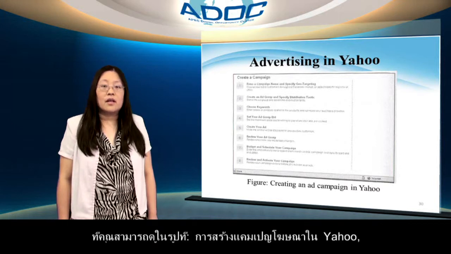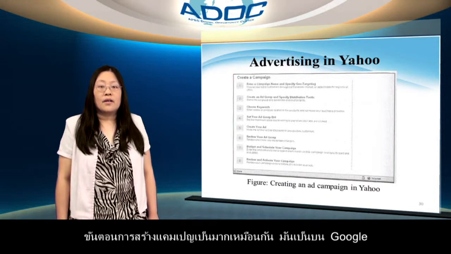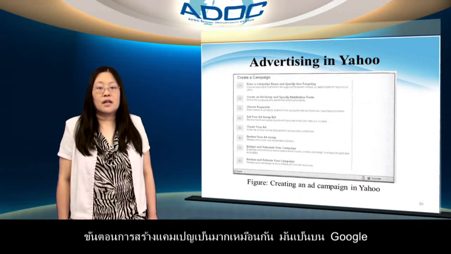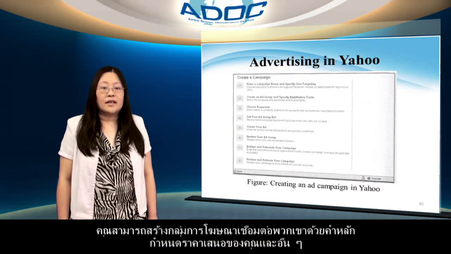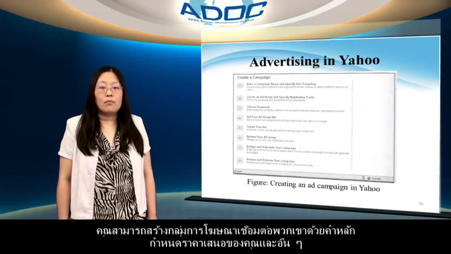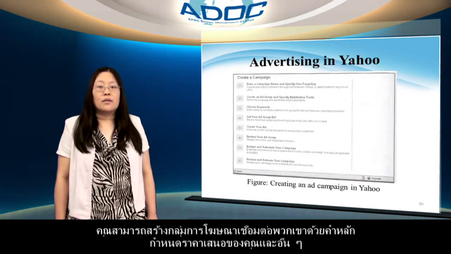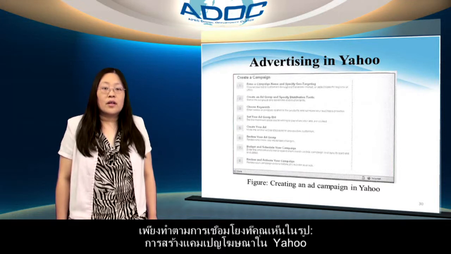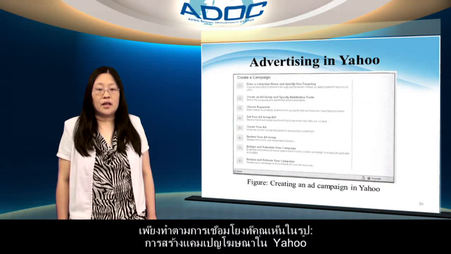As you can see in the figure, the campaign creation process is much the same as it is on Google. You create ad groups, connect them with keywords, set your bids, and so on. Just follow the links you see in the figure. Creating an ad campaign in Yahoo.